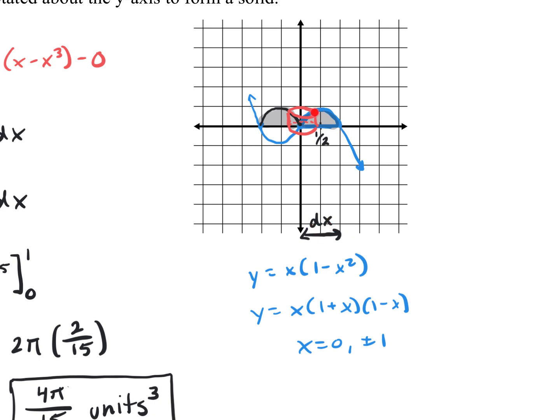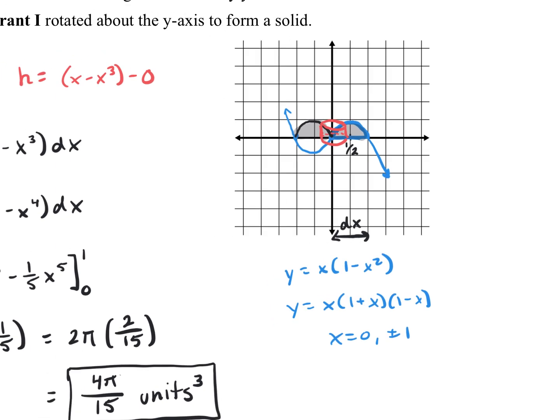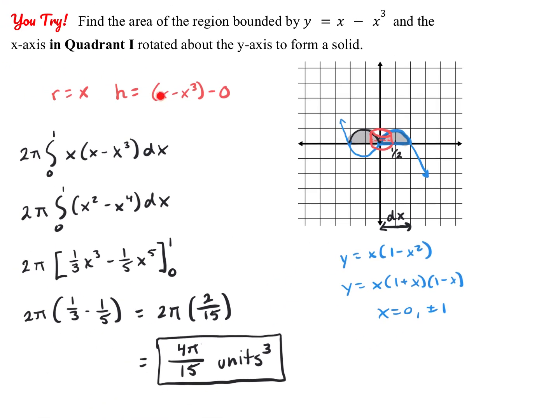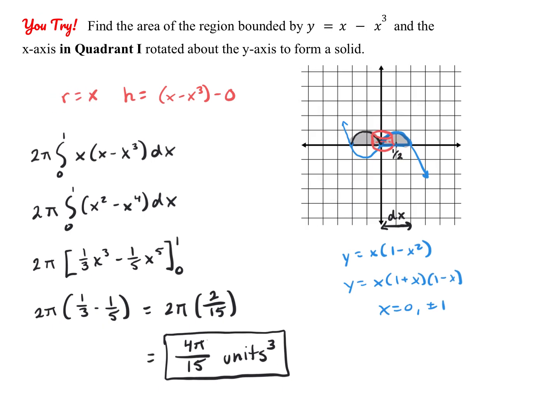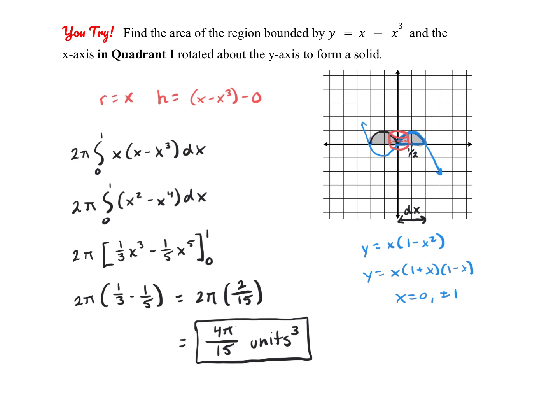And then you can see the height is the distance from my polynomial to the x-axis. So x minus x cubed minus 0. And my radius in terms of x, since again I'm starting at x equals 0, moving to the right, my radius is just x. So here's my integral, 2 pi r h from 0 to 1. And then you just simplify from there.